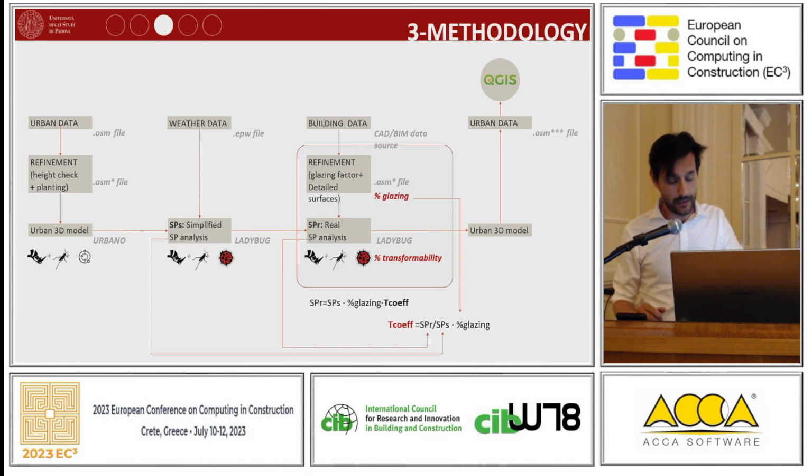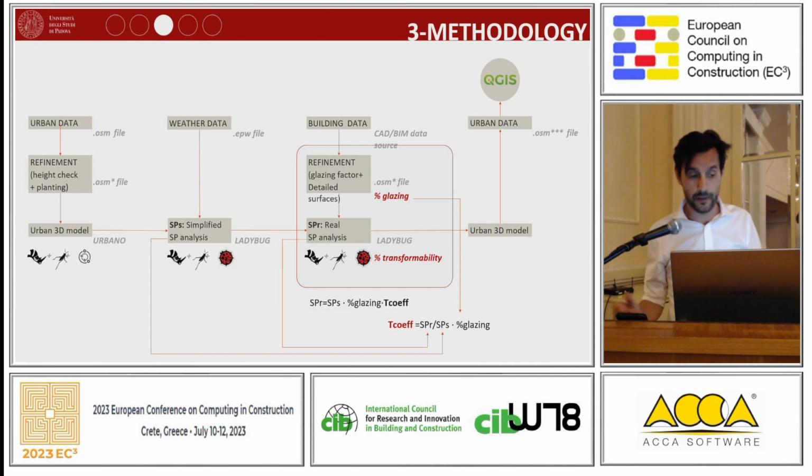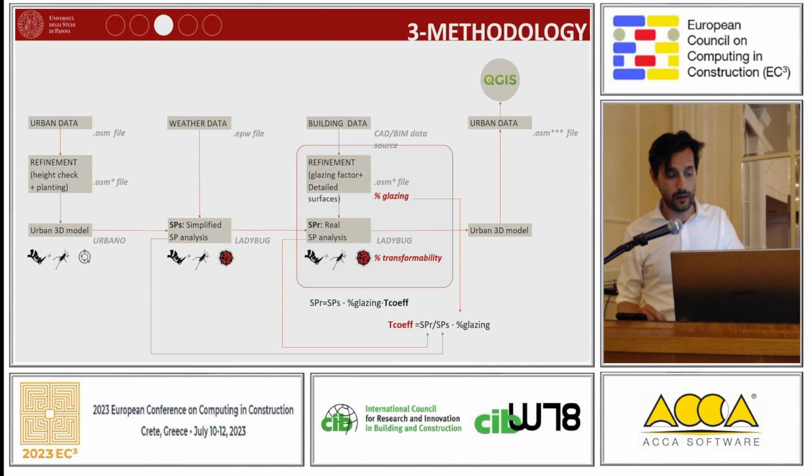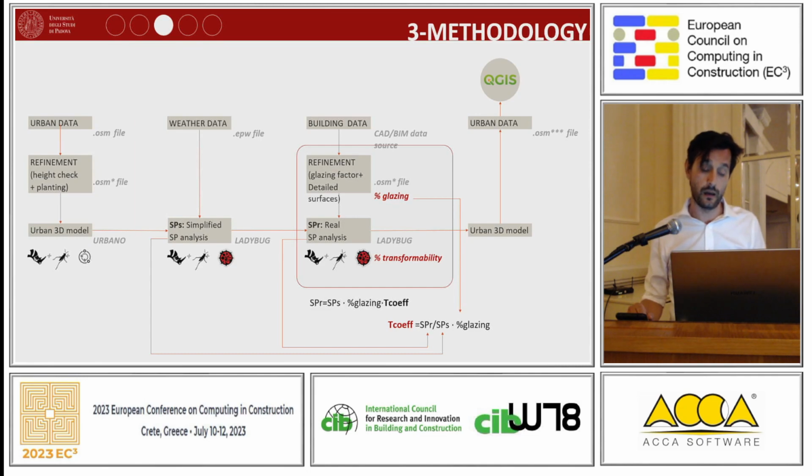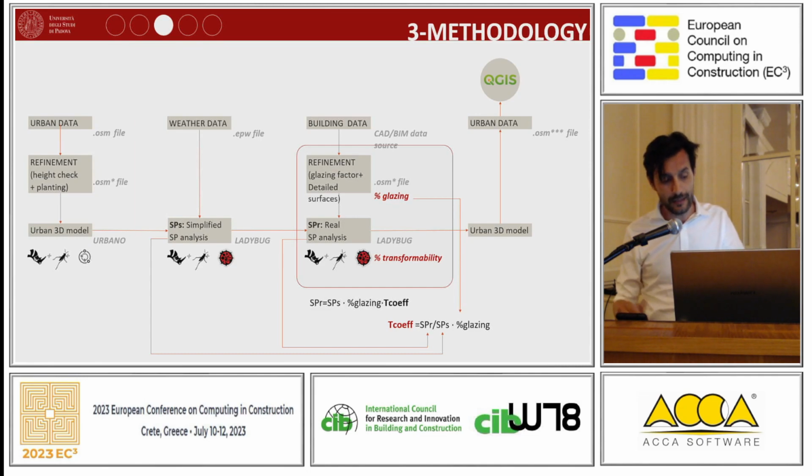As we will see later, we will get it from the OpenStreetMap database, and then to refine those data, we will use the Java OpenStreetMap tool, and then to collect the data in Urbano, which is part of the Grasshopper collection working on Rhino. Then we implement the EnergyPlus weather data inside Ladybug to generate the simplified solar potential.